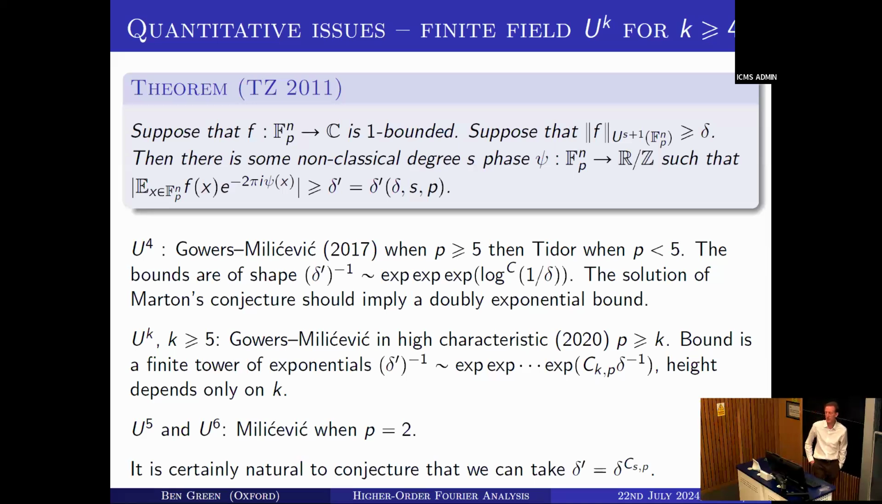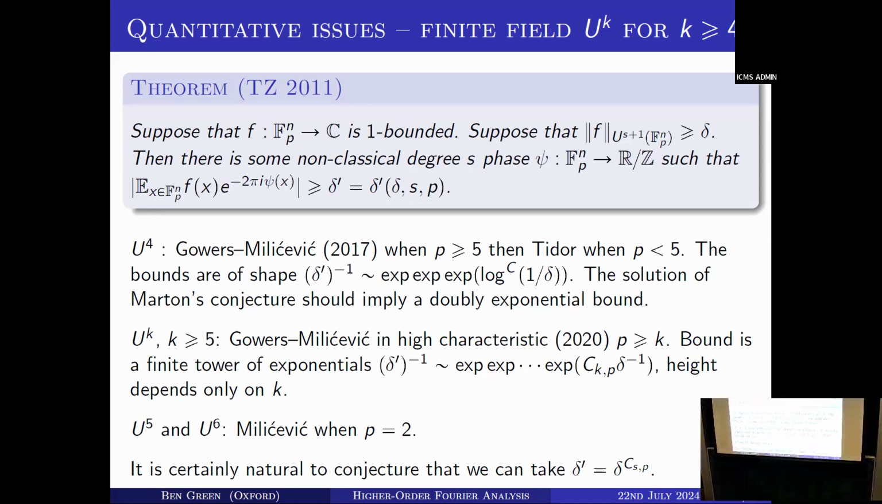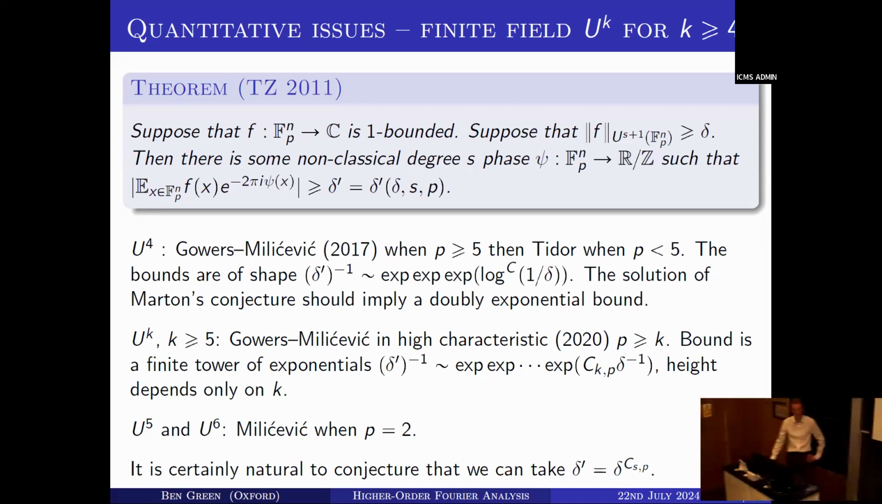I think it's natural to conjecture that there is a fully polynomial inverse theorem for the U^(s+1) norm over finite fields. I certainly don't know of any counterexample to that. And that would basically say that this delta prime is polynomial in delta with the degree depending only on s and p.